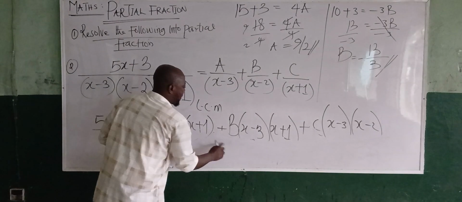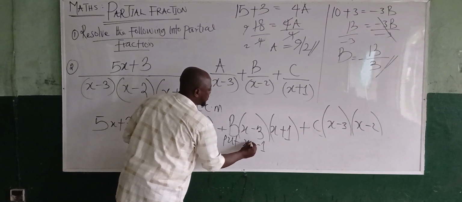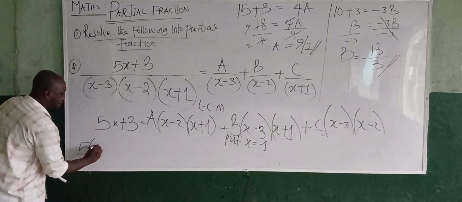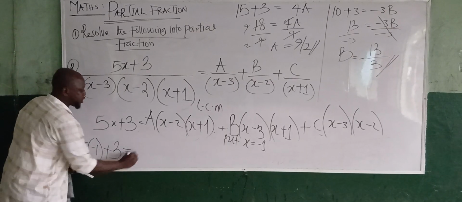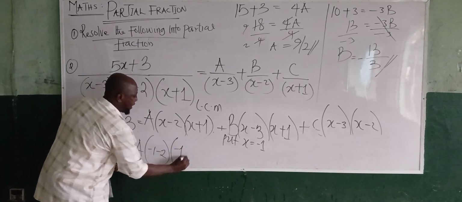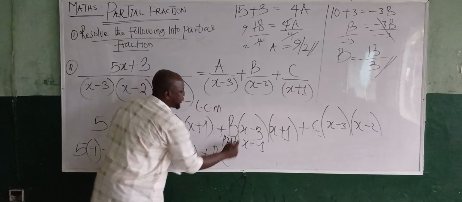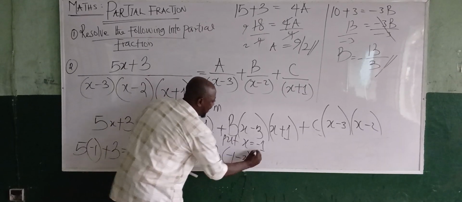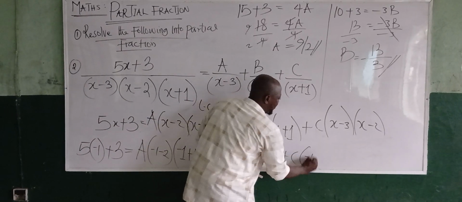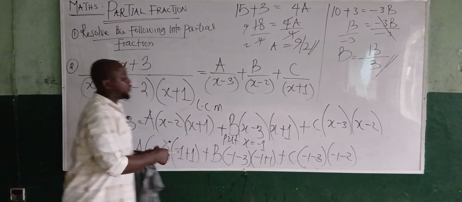So we'll put x as minus 1 in this factor. Put x as minus 1 here. So let's start from here. I have 5 into bracket minus 1 plus 3 equals A into bracket minus 1 minus 2, then minus 1 plus 1 here, then plus here, please. This is plus. I have B into bracket minus 1 minus 3 and then minus 1 plus 1, and then plus. What do we have here? We have C into bracket minus 1 minus 3 into bracket minus 1 minus 2. So this is where we are.